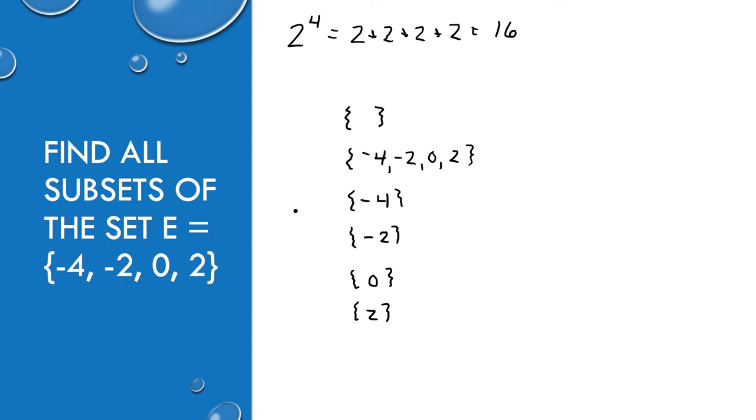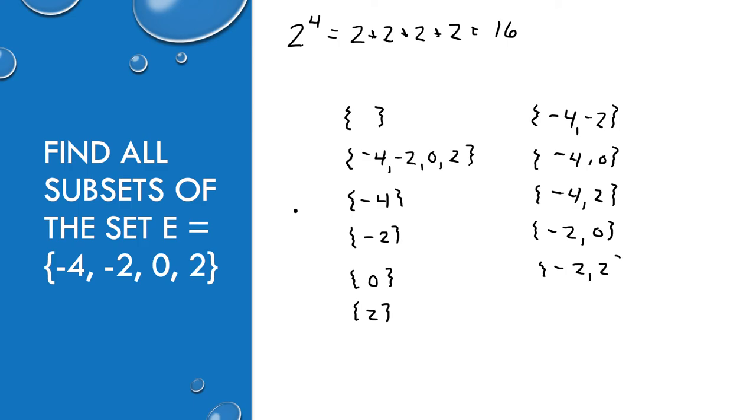We also know that we'll have the sets that contain 2 elements. So that would be the set with -4 and -2, the set with -4 and 0, -4 and +2, -2 and 0, -2 and +2, and 0 and 2. So now we have 12 of the sets, right?